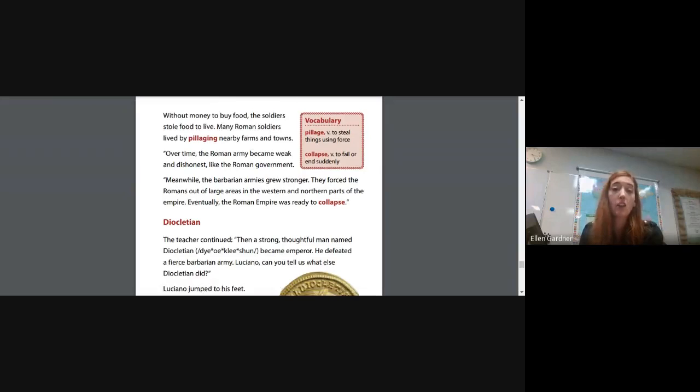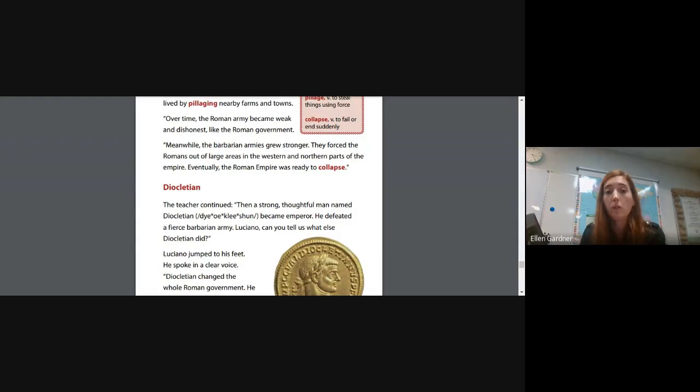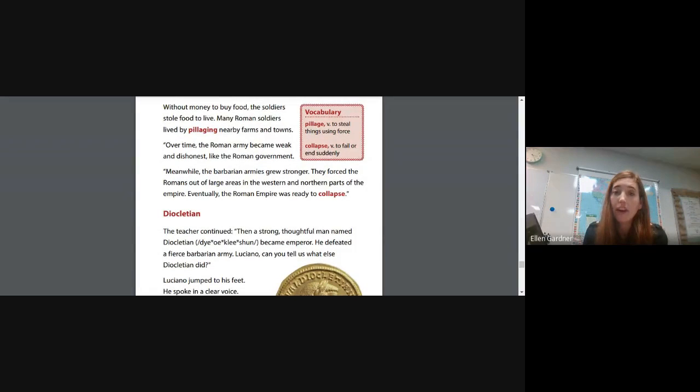They forced the Romans out of large areas in the western and northern parts of the empire. Eventually, the Roman Empire was ready to collapse, or to fail or end suddenly, which means that a lot of these areas were not going to be under Roman rule anymore because of all of these problems. It makes it so much easier for barbarians or other people to take over Rome, just like Rome had been taking over other colonies and provinces.